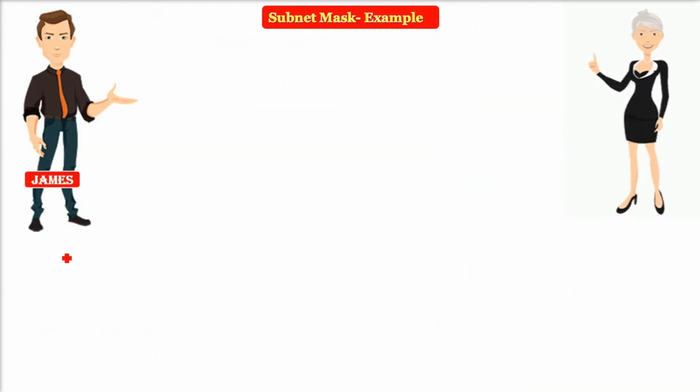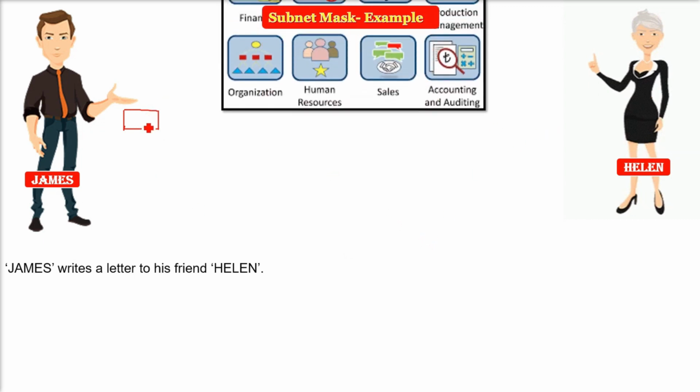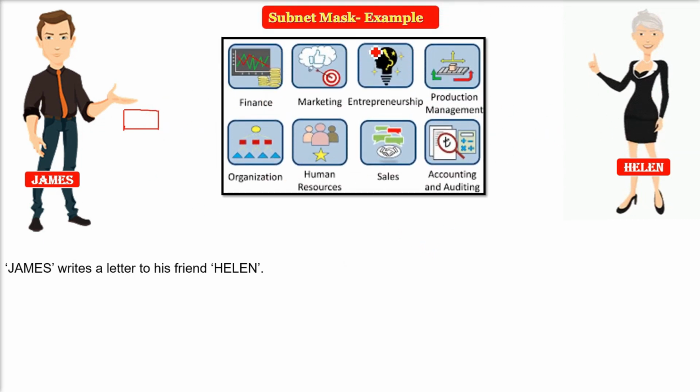In order to understand subnet mask, we have James and Helen. They are friends. Now James writes a letter to his friend who is Helen. Now he is sending the letter. Now what he does is, he doesn't send the letter directly to the residence of Helen.